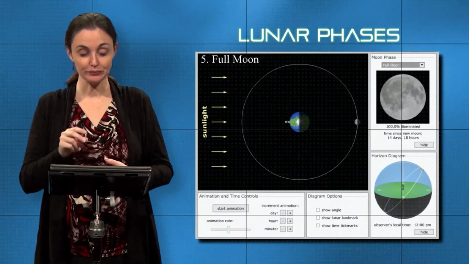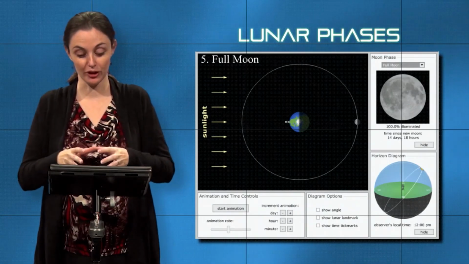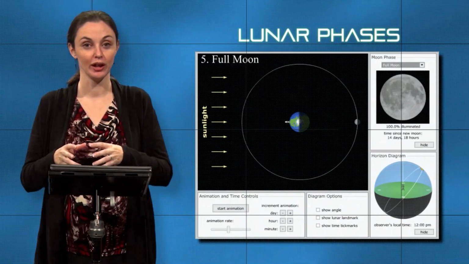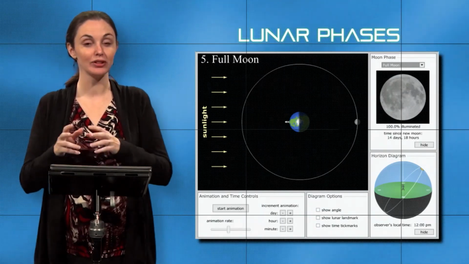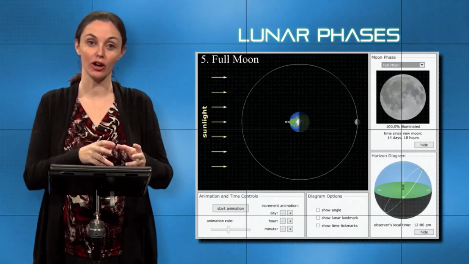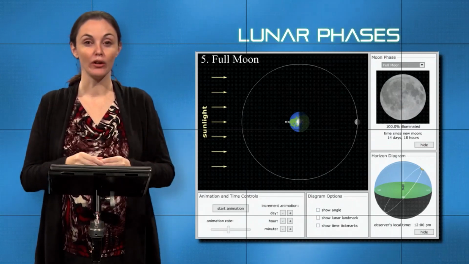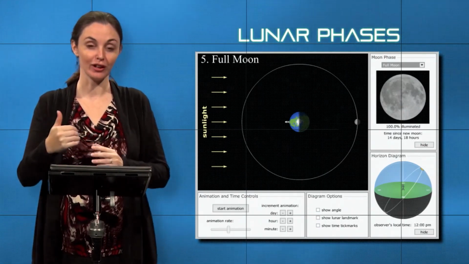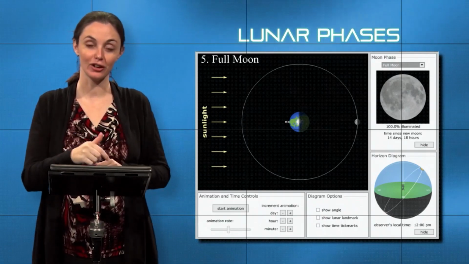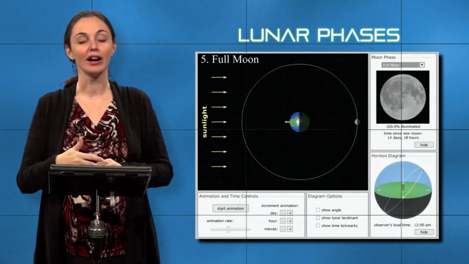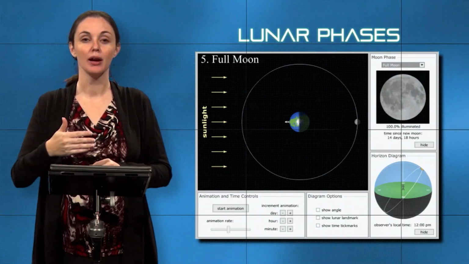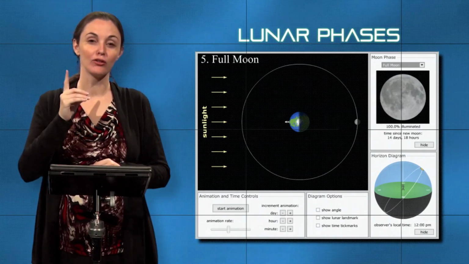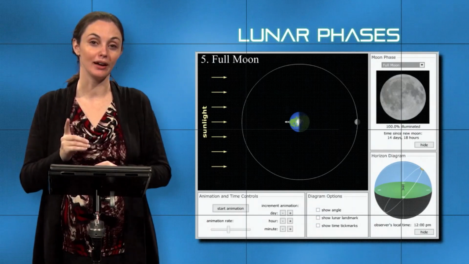Then finally, we've built up towards what we call full moon. This has the moon on the opposite side of the planet than when we started at new moon. So the entire illuminated half of the moon that's reflecting light from the sun is now facing Earth, and it rises at about 6 p.m., but it doesn't get to be directly overhead until right at about midnight.